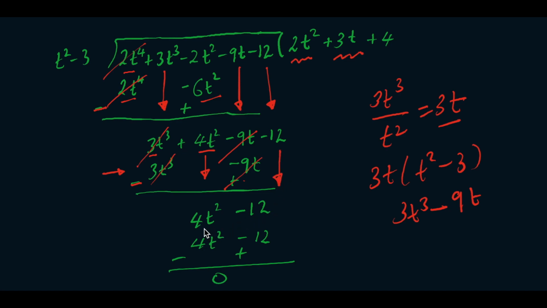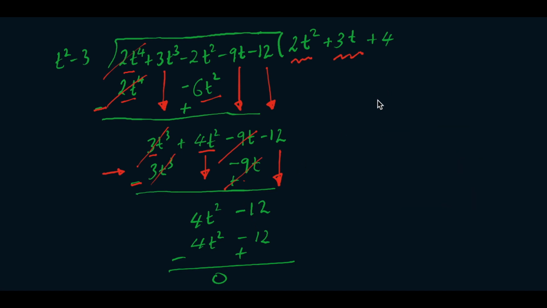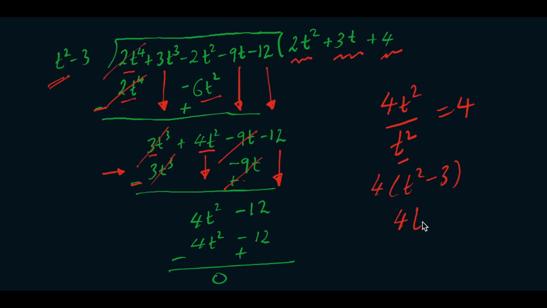Now we are remaining with 4t square minus 12. Now what we will do is we will take 4t square and divide by the first term of g of x, which is t square, and it gives us 4. So we will multiply by 4. So it gives us 4 times t square minus 3. So it gives 4t square minus 12. Now you write here 4t square minus 12. This is a plus sign, so you write here a minus sign. This is a minus sign, so we put a plus here.